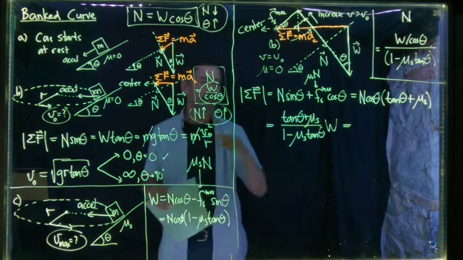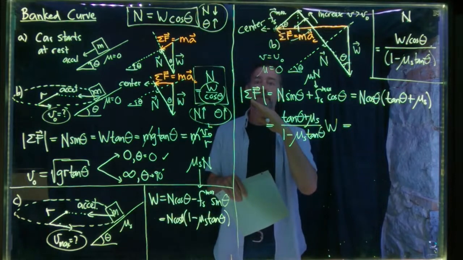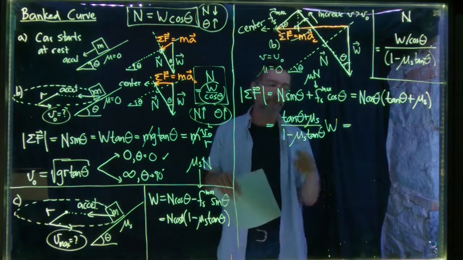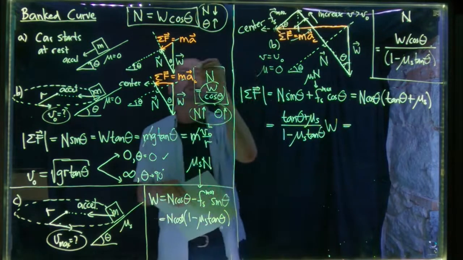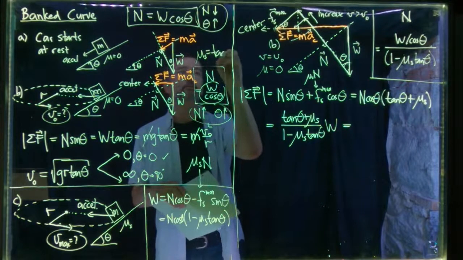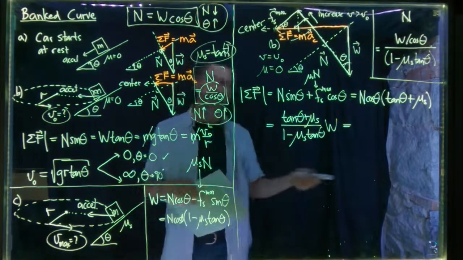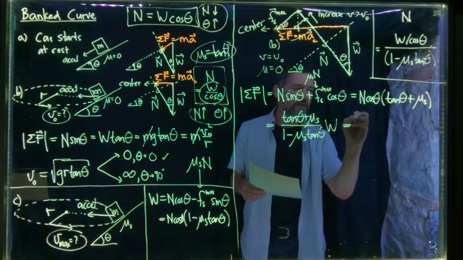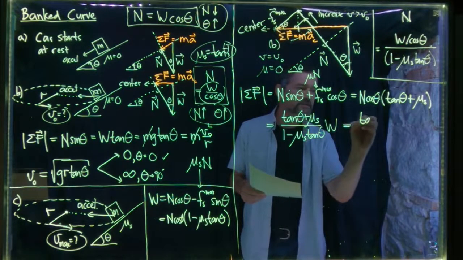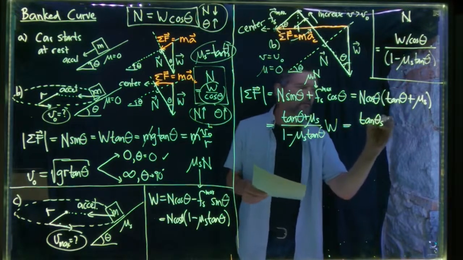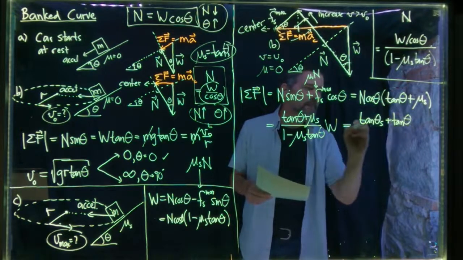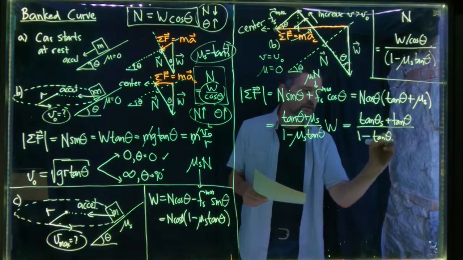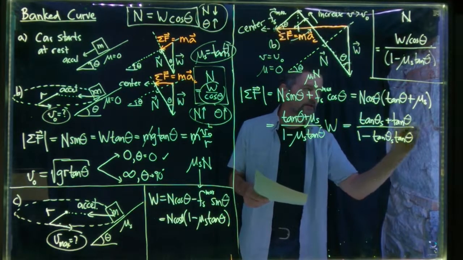Mu s, the coefficient of static friction, is the slope of the critical angle at which an object starts to slip down. Okay, and we talked about that before. So all of these examples are sort of building on each other. Mu s is tan theta s. Remember that from the other lecture. Okay, so we can write the numerator as, let's flip the order here, mu s is tan theta s, plus tan theta, divided by 1 minus mu s, which is tan theta s, times tan theta, times the weight.